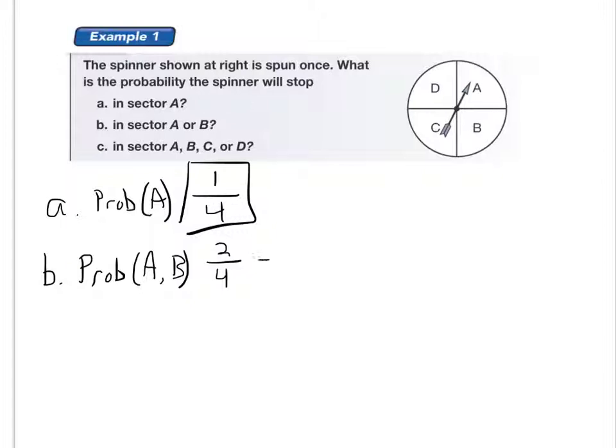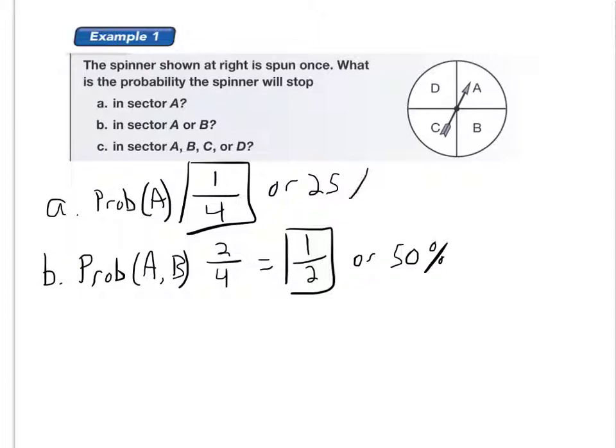Now we have to reduce that probability. That's equal to 1/2. Okay, you always reduce fractions on probability. And again, that should make sense because 1/2 of the spinner is filled with A and B. Okay, you could also write it as a percentage. We could say that's 50%. We could say that this one is 25%. Okay, different ways to write probability. I like leaving it as fractions.